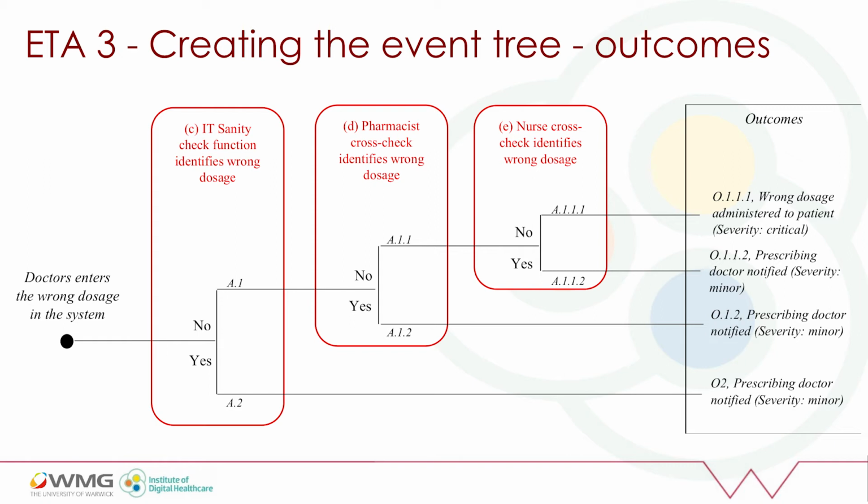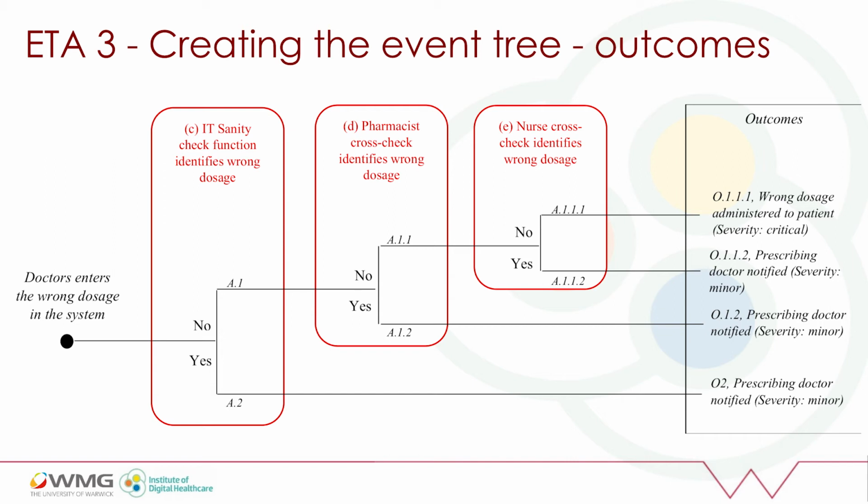You may notice that risk controls are phrased in a positive manner. When we list the risk controls, we don't just list the functionality, but we list a specification of the correct operation of the functionality. So, for example, we do say that IT sanity check function identifies wrong dosage. The reason we do this is because during construction of the event tree, we need to ask a question with a binary answer, that is, no or yes. In other words, whether the risk control has been successful or not.